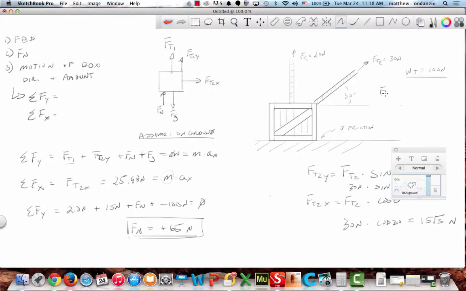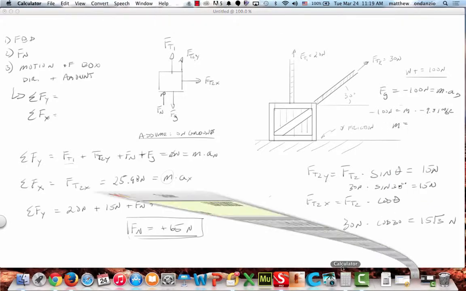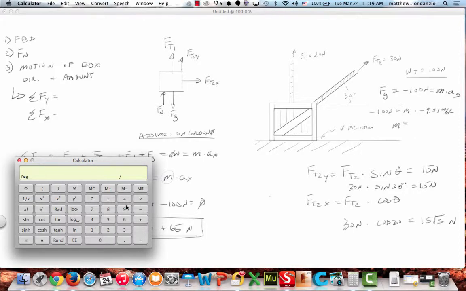That's the trick, guys. You've got to figure out your own math. The force of gravity is equal to negative 100 newtons, right? Which is equal to my mass times my acceleration due to gravity, right? So negative 100 newtons equals mass times negative 9.81 meters per second squared. That means my mass is equal to 100 divided by 9.81, which is 10.19.